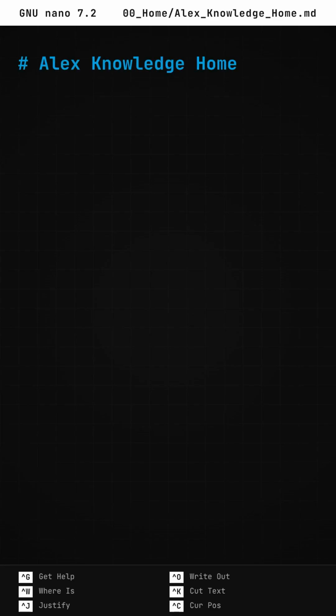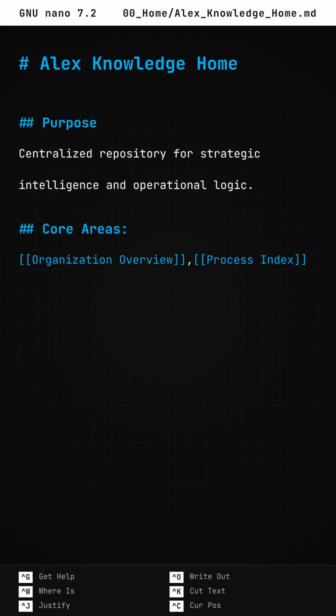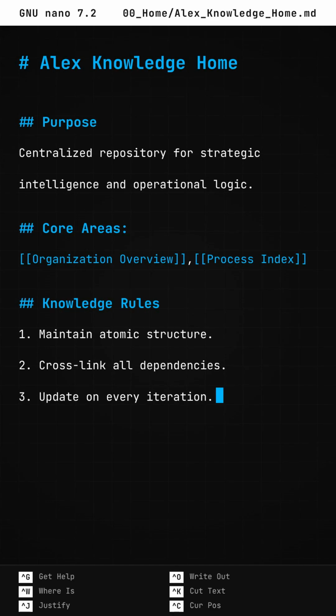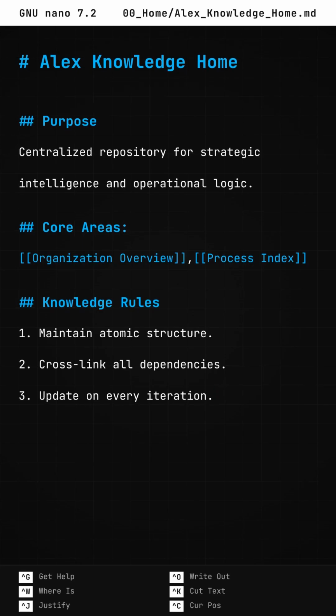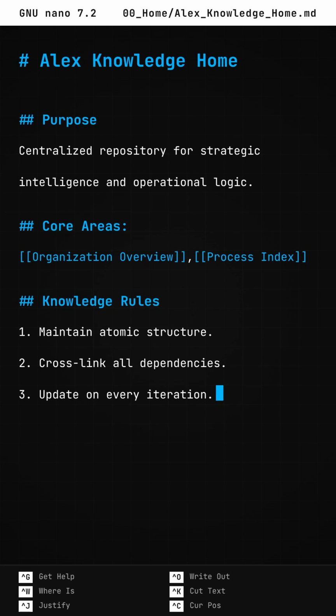The home note is the front door to the entire vault. It provides the high-level context Alex needs to understand where to find specific information. Let's create our primary landing page now, establishing the ground rules for our knowledge. We use internal links to connect our core areas, like the process index and the decision log. We also include explicit knowledge rules, telling Alex to prefer approved source material and to mark uncertainty clearly. This index node is his first point of contact.